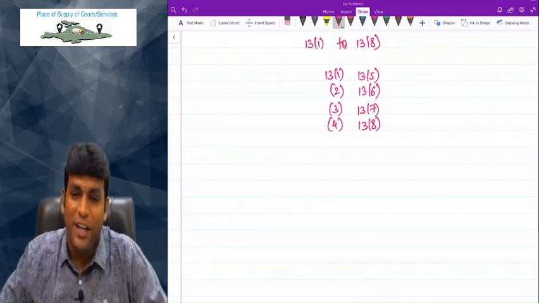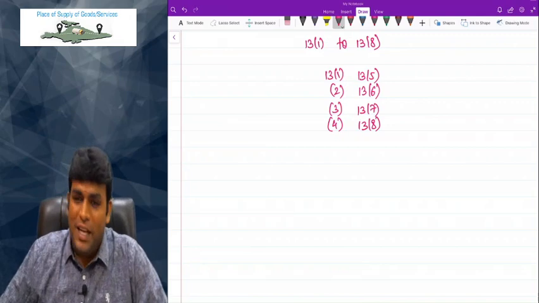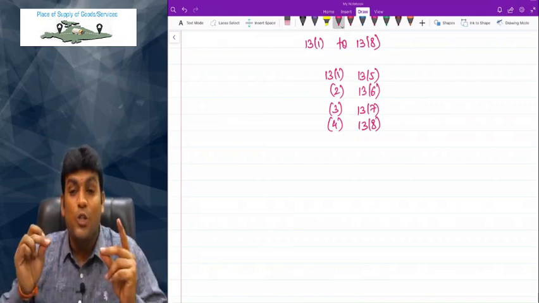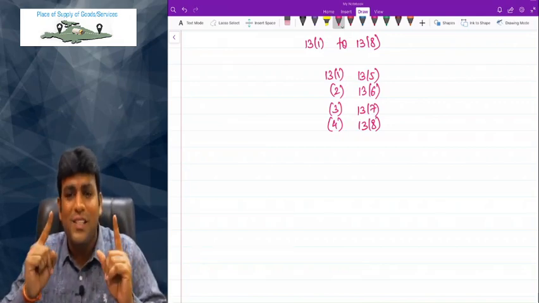The balance we will take forward in next class, and next class we'll complete the story of section 13 and also close with the chapter called place of supply.